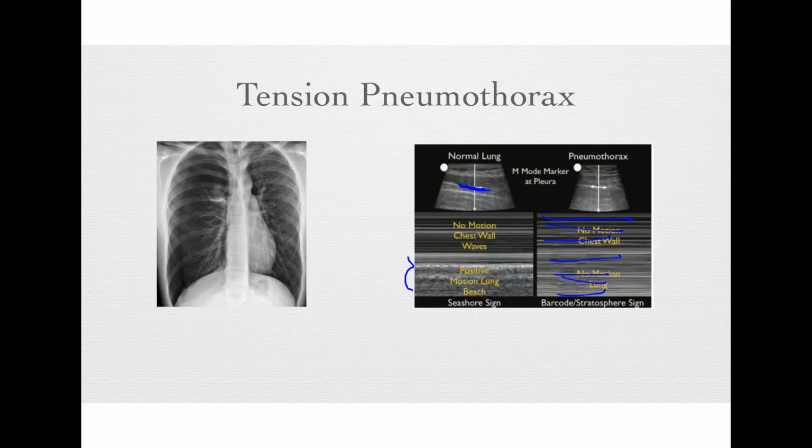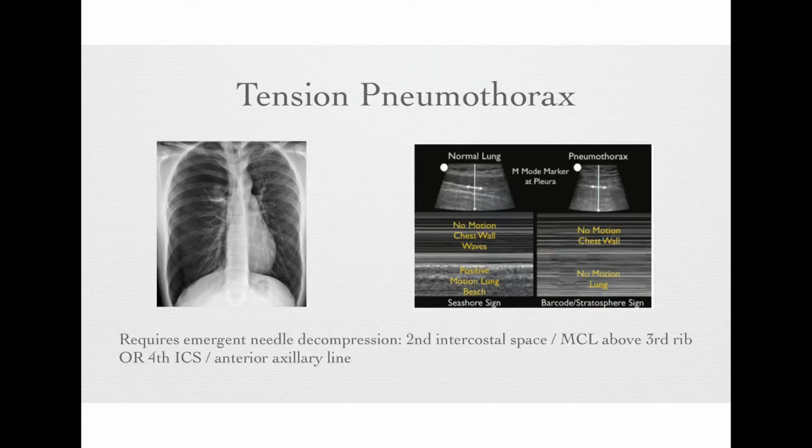If any of these findings are present in a patient who's hemodynamically unstable, you should treat the patient as having a tension pneumothorax with emergent needle decompression.